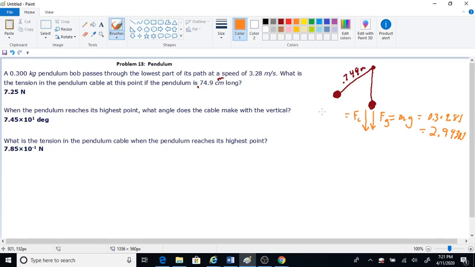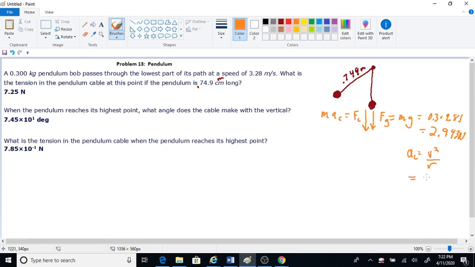Well, it's ma as well, but this a is for centripetal acceleration. So we need to calculate that, and that is equal to the velocity squared divided by the radius. And we're given that. So awesome. So AC is V squared over R.